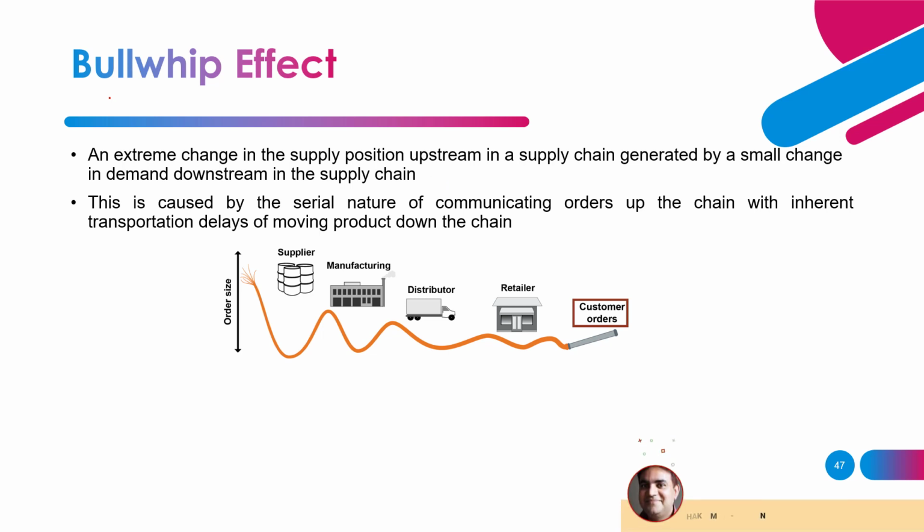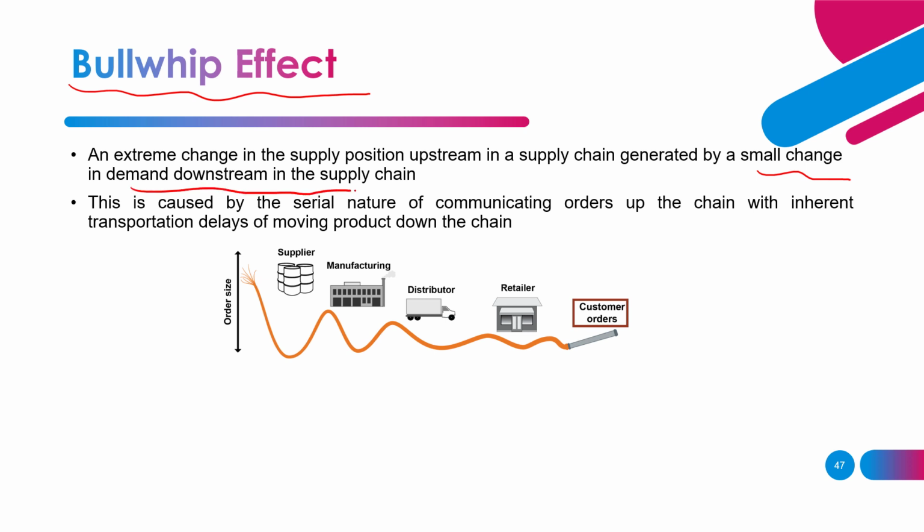Welcome. In this video, I'm going to talk about the bullwhip effect in a supply chain. The bullwhip effect occurs in a supply chain when small changes in the demand of the downstream supply chain have a huge effect on the upstream positions of the supply chain.